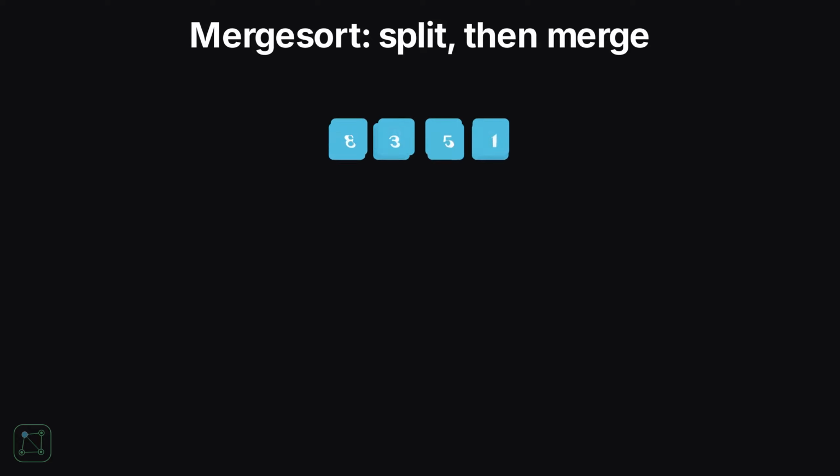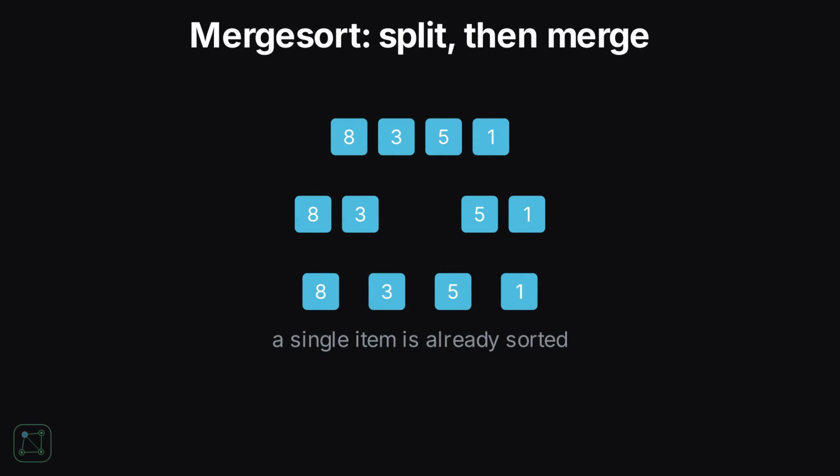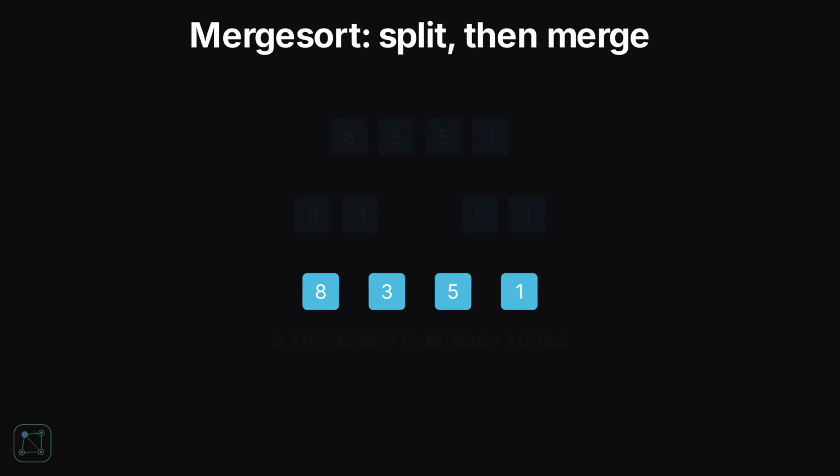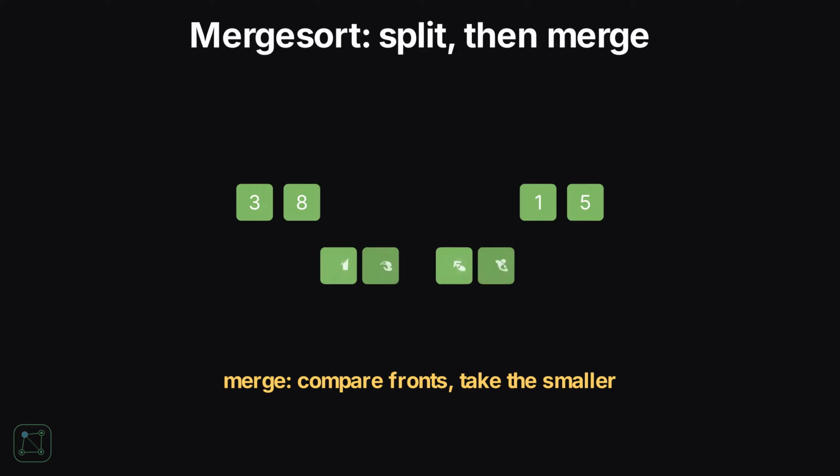Mergesort flips the strategy. The split is dumb, the combine is clever. Split the array in half. Split those halves. Keep splitting until every piece is a single element, and a single element is trivially already sorted. Now the real work: merging. Take two already sorted piles and zip them into one sorted pile. Compare the fronts, take the smaller, repeat. Merging two sorted lists is fast and foolproof. Merge pairs, then merge the merges, climbing back up until the whole array is one sorted list.